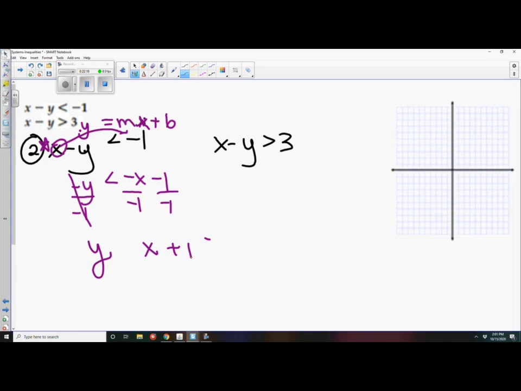Very good. Awesome. We're now going to say y is going to be greater than. Why do we have to now say y is going to be greater than? We flip the sign because we divided by a negative. So make yourself a little note right here. If you multiply or divide by a negative, we have to flip the sign.